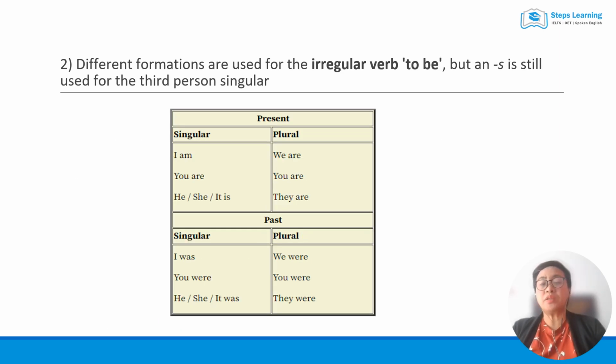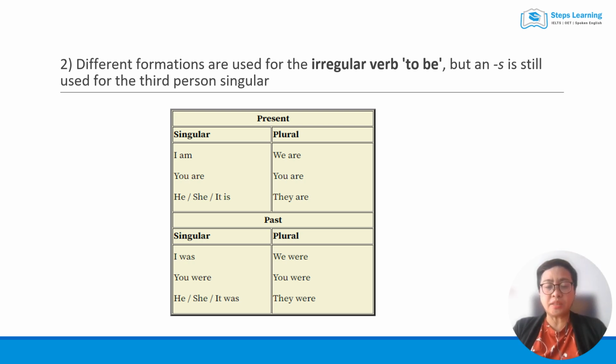Now let's talk about different formations. So different formations are used for the irregular verb to be, but an S is still used for the third person singular. So we have I am, and then for the plural, we have we are. And then for the singular and plural is the same for you are. And then he, she, it is. And then for the plural, we use they are.